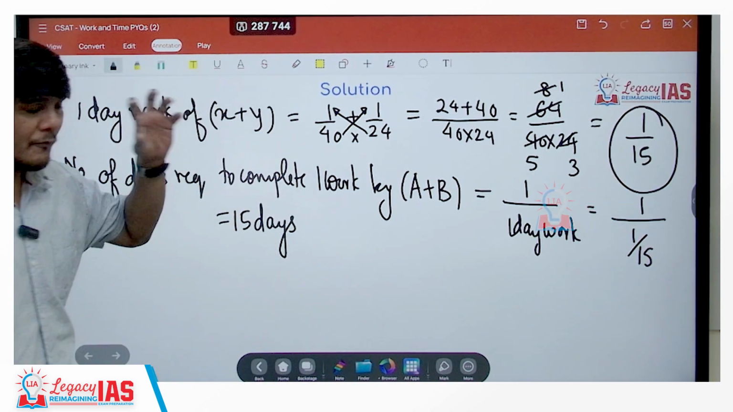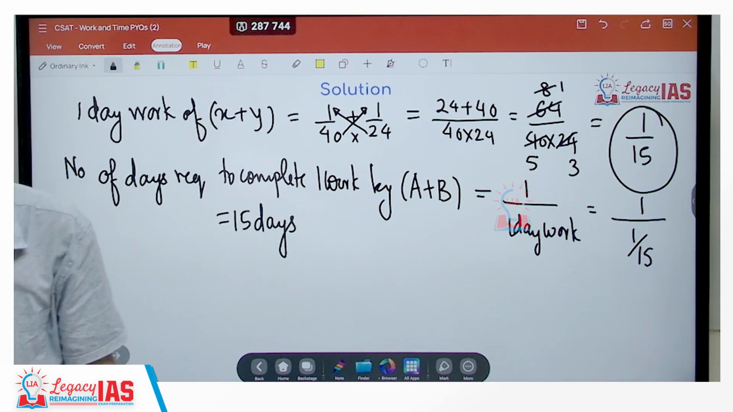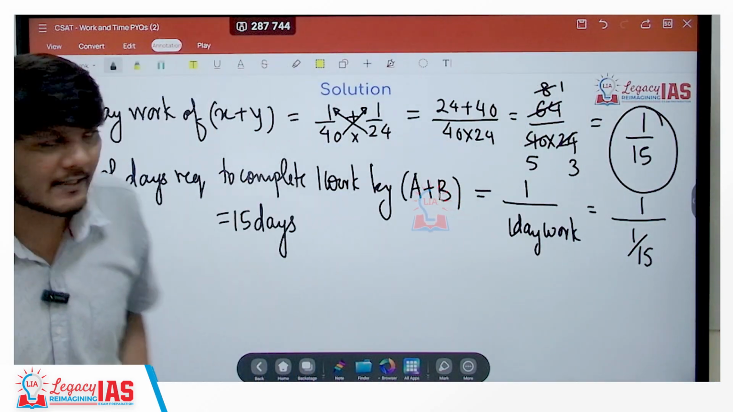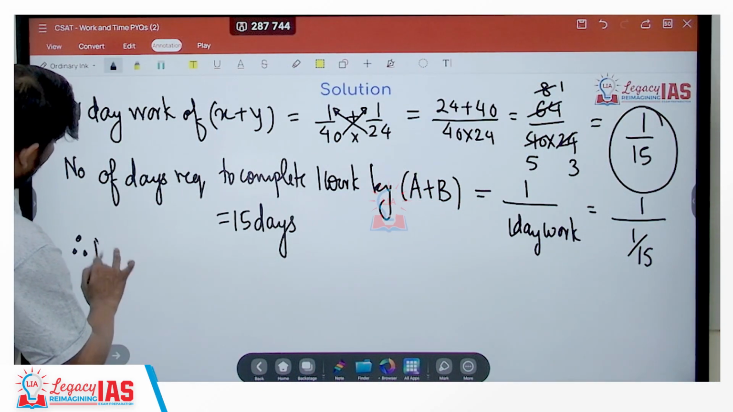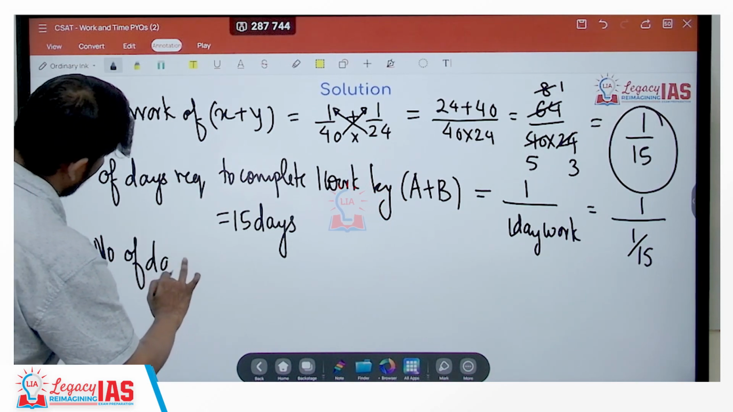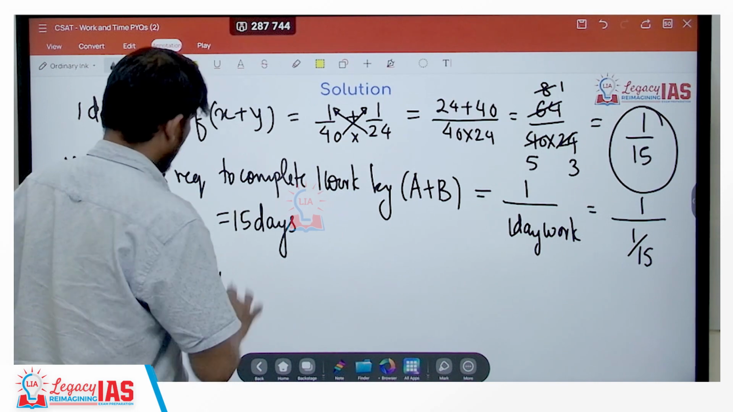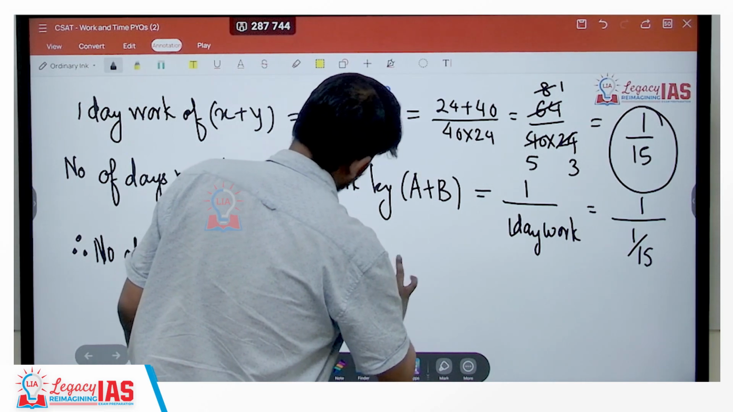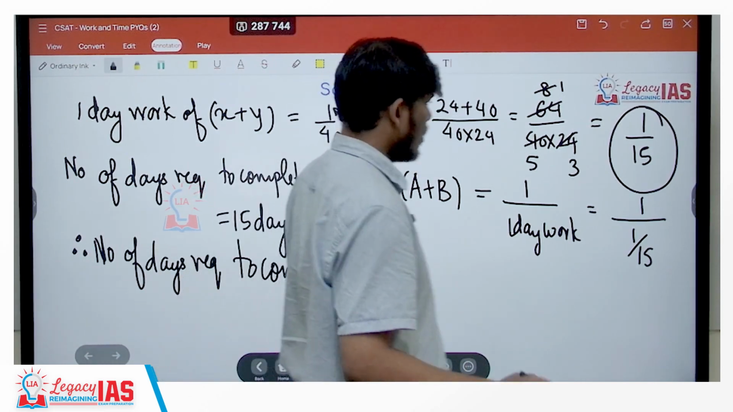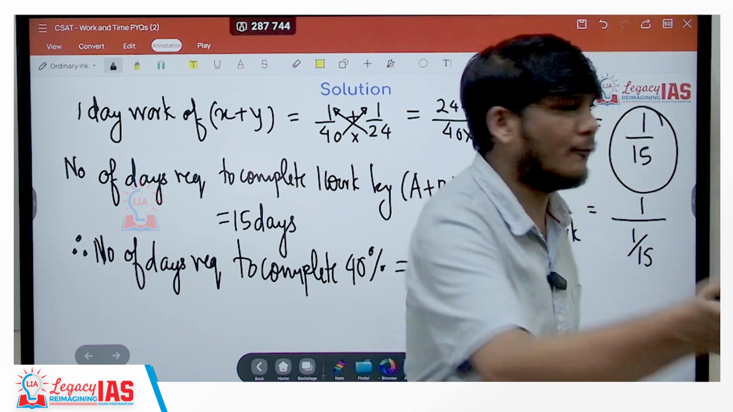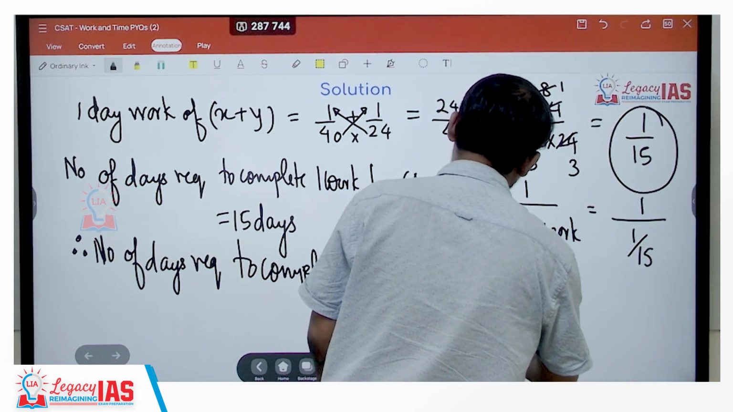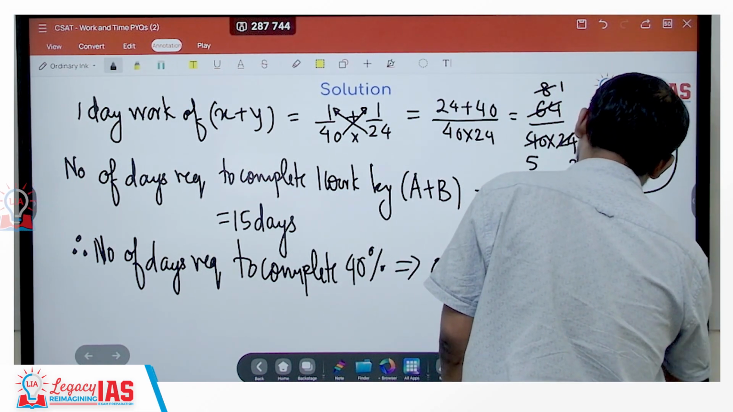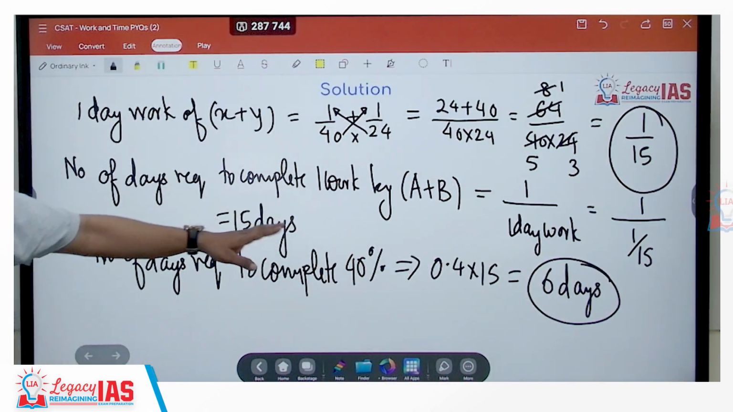So guys, if 15 days are required to complete the entire work, how many days will be required to complete just 40% of the work? 40% of the days. So therefore, the number of days required to complete 40% of the work will be given by 40% of 15 days. That means 0.4 into 15, which is 6 days. So 6 days is required to do 40% of the work.